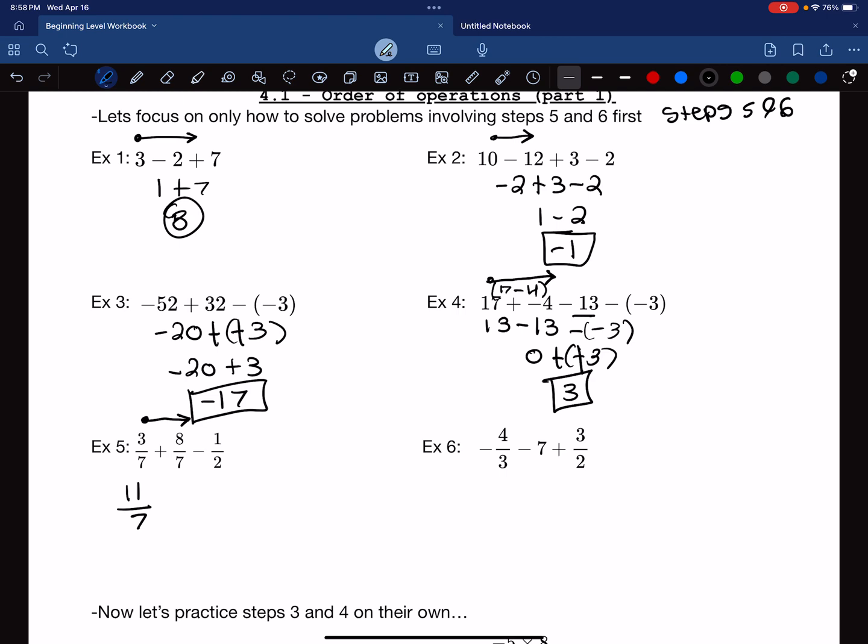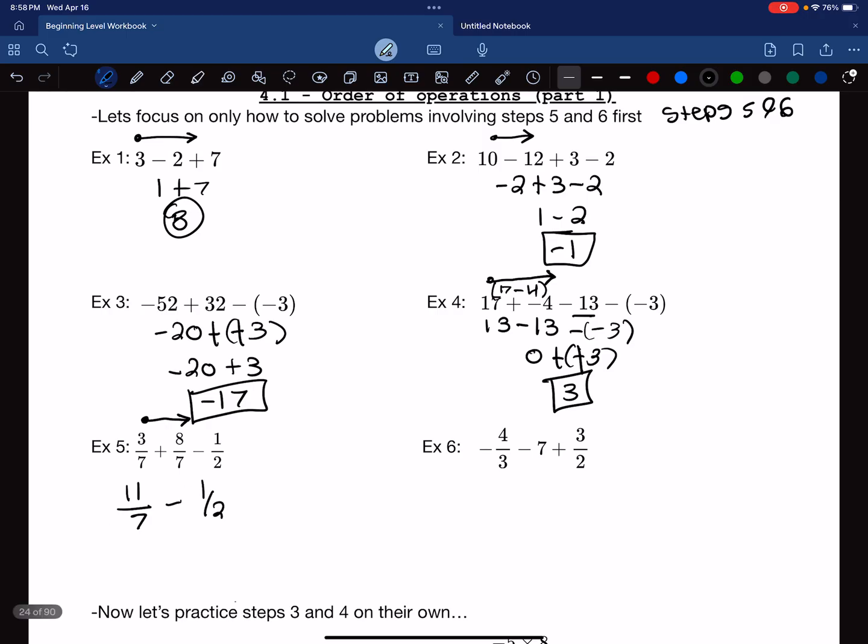So we got 11 over 7, and then we're going to subtract 1/2. To get a common denominator, I encourage you to actually pause the video and subtract these two fractions on your own. Now let's work through it.